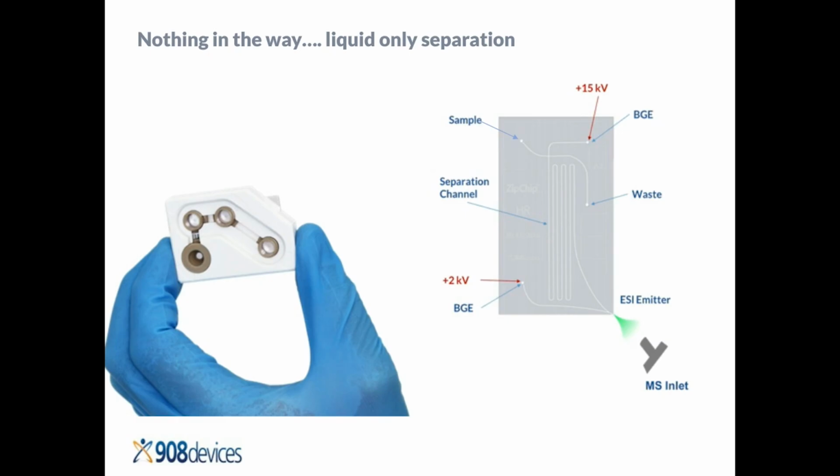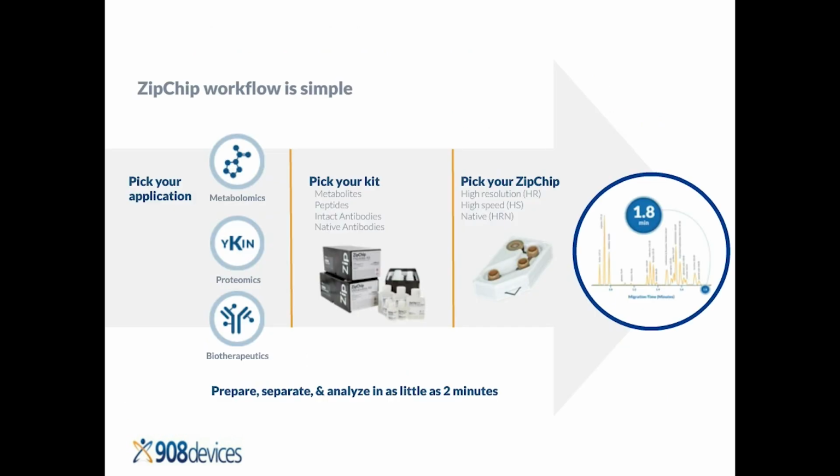So at the end of the day, the entire workflow is pretty simple. You would choose an application and decide what the goal of that application is, which would then dictate a kit, and you would choose a chip, whether you would like high resolution separation. You might choose a high-speed chip if you're more concerned with throughput, or for native charge heterogeneity and other native protein characterization, you might decide on a native chip and would prepare, separate, and analyze your samples in as little as 2 minutes.